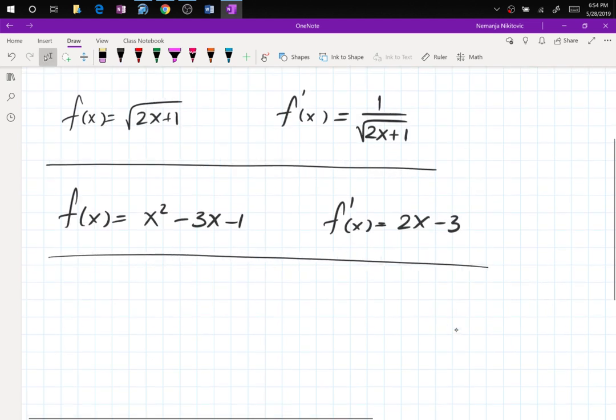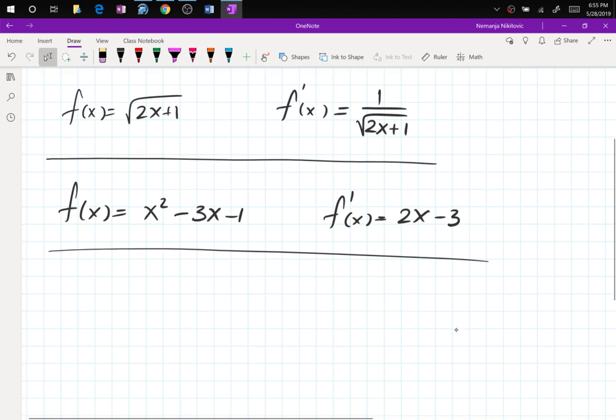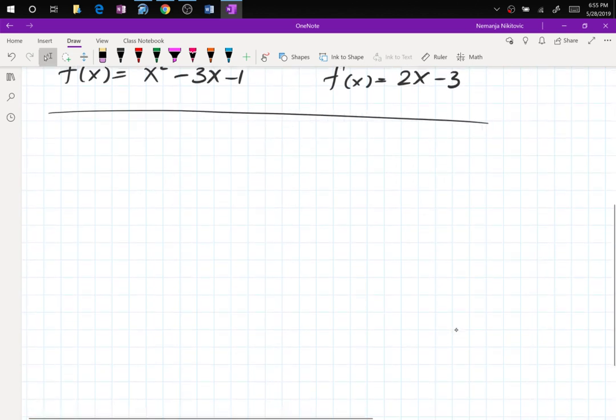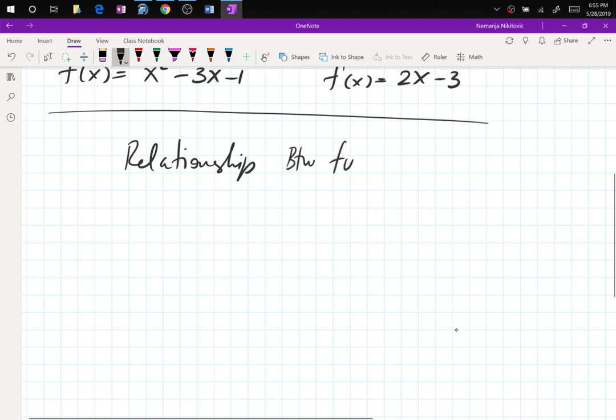So now what I'm going to do is talk about the relationship between the function and the derivative. So that's what we are focusing on. Relationship between function and derivative.